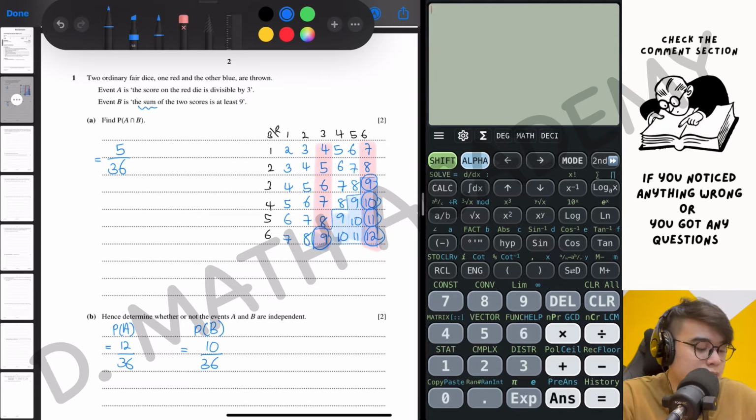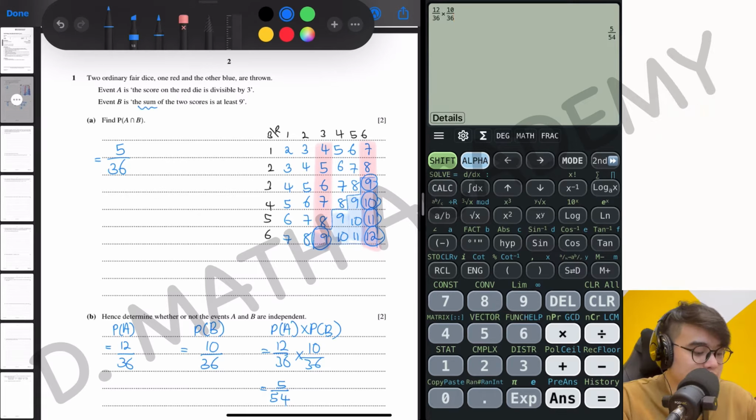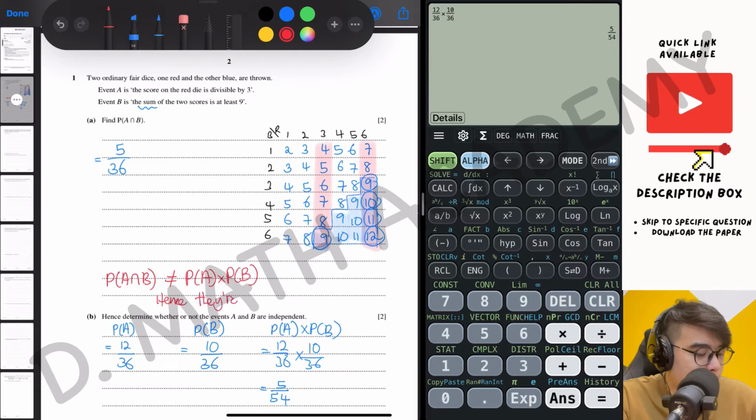To check whether they are independent or not, all you have to do is take P(A) times P(B). So you have 12 over 36 times 10 over 36. You will get 5 over 54, which is not the same as what we got earlier. So that would make it not independent. Okay, so that's how you solve our question 1 here.